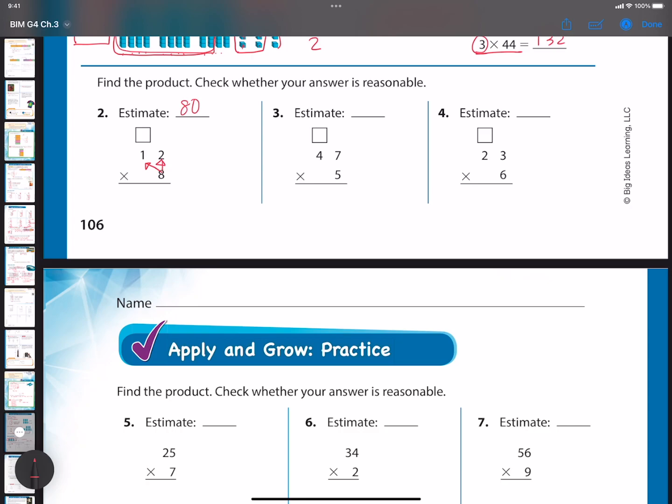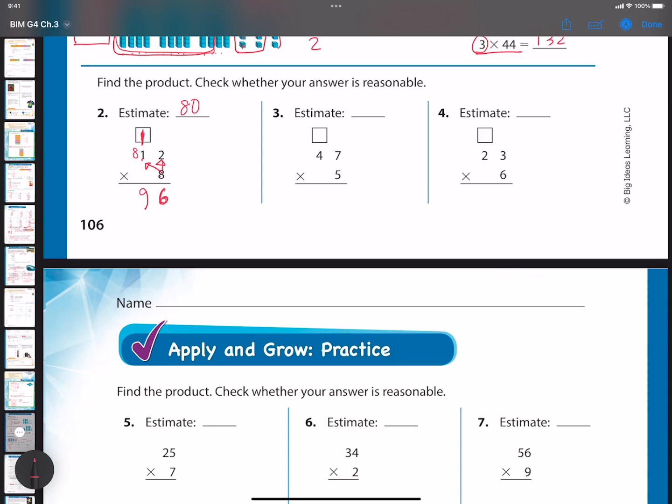Okay, so 8 times 2 is what? Yes, 16. So I'm going to put 6 here and 1 on top of the tens place. Okay, so look at this. 16, right? 8 times 2 is 16. Okay, always remember. And then 8 times 1 is what? 8. So now, 1 plus 8 is what? 9. So the answer is what? 96. And 96 and 80, they are close enough. So my answer is what?